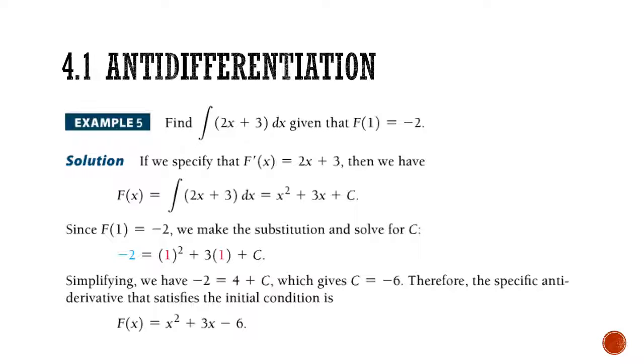Once we know what c is, we go back and write the equation x squared plus 3x minus 6, and that's what f of x is. So that is satisfying an initial condition. That gives us the specific equation that we're looking for.